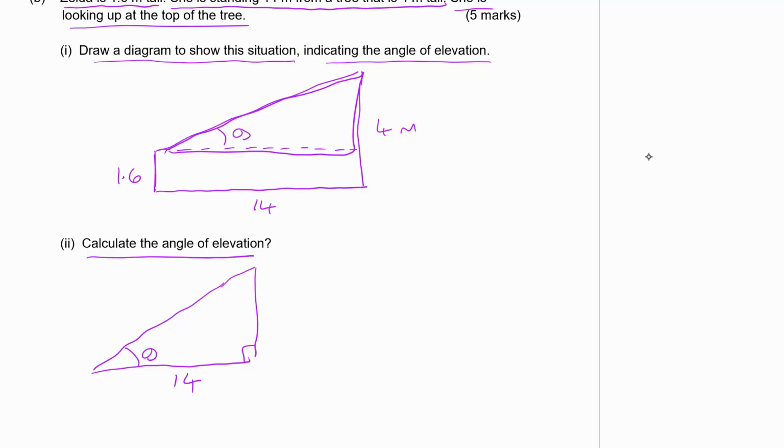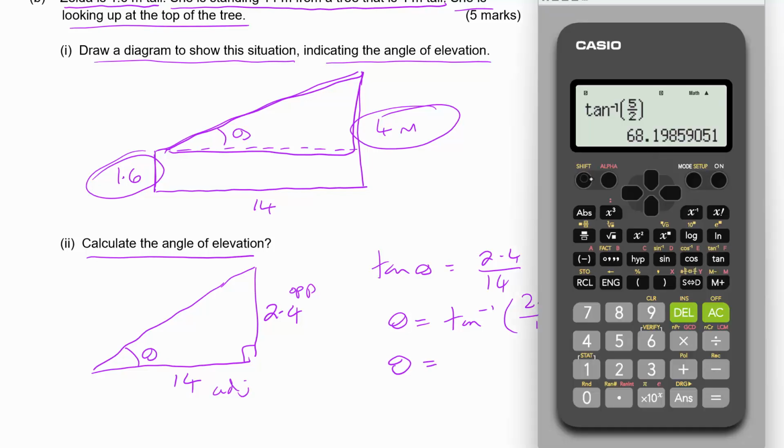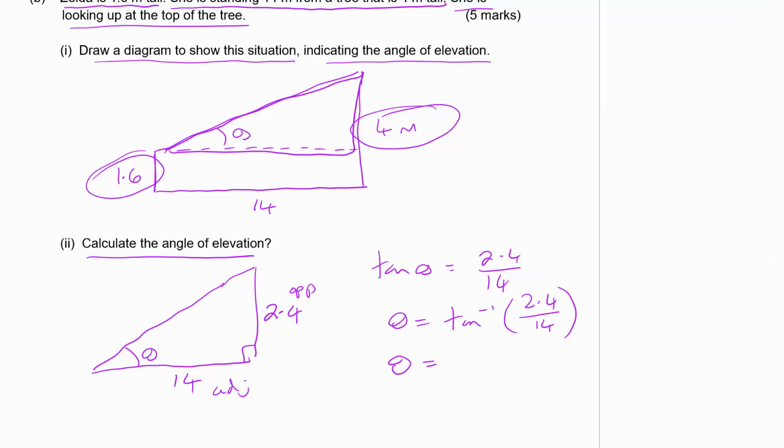This distance is 14, and this distance here is 2.4, which is, of course, 4 take away 1.6. Now this is the opposite, this is the adjacent, so the tangent of the angle is 2.4 over 14, which means that the angle is the inverse tangent of 2.4 over 14. And so we have the inverse tangent of 2.4 divided by 14, and that gives me 9.7 degrees.